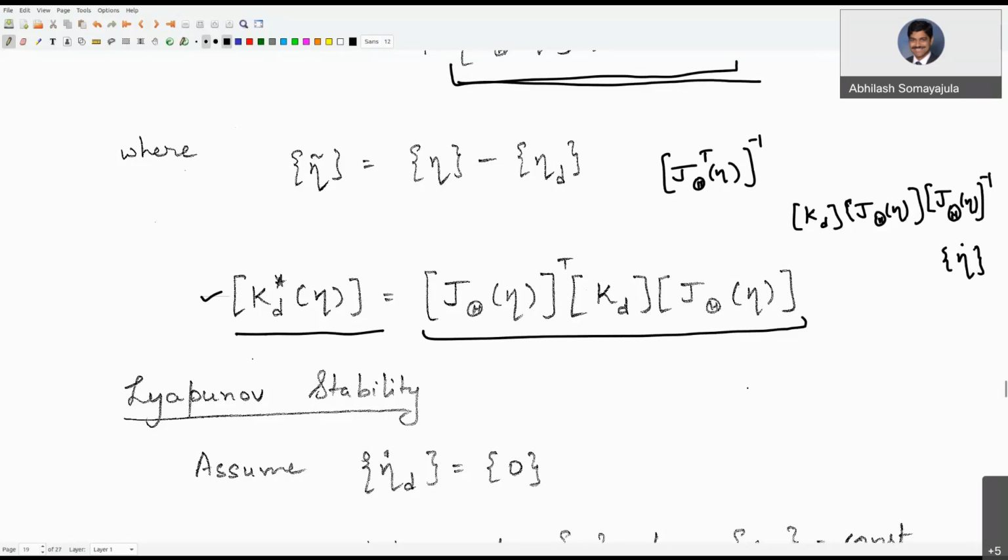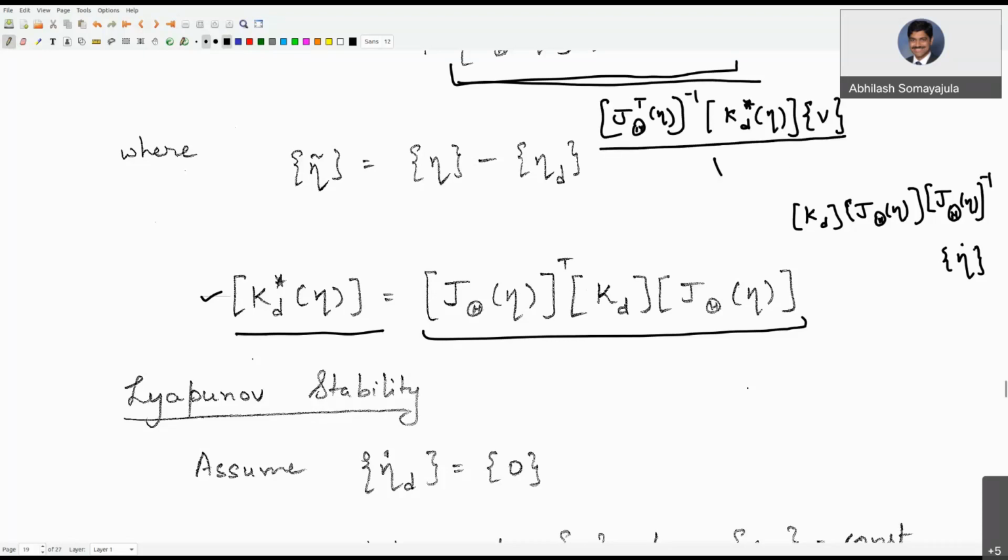Is that making sense? Tell me if it's not making sense. I'm basically trying to compute pre-multiplying by J of theta transpose of eta inverse of KD star times v. This is what I'm evaluating. This thing will become this. That's my contention.